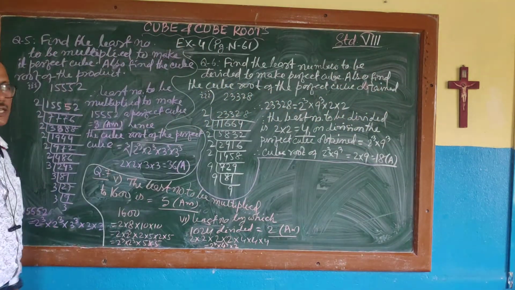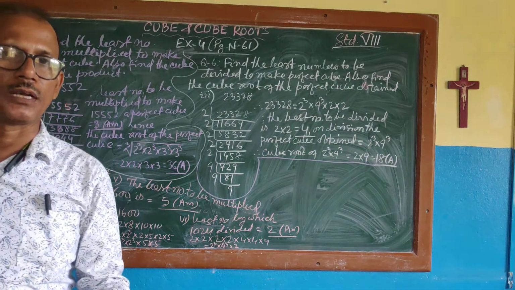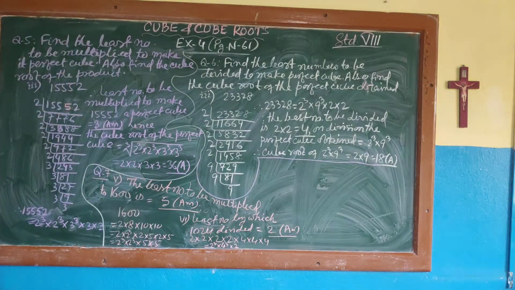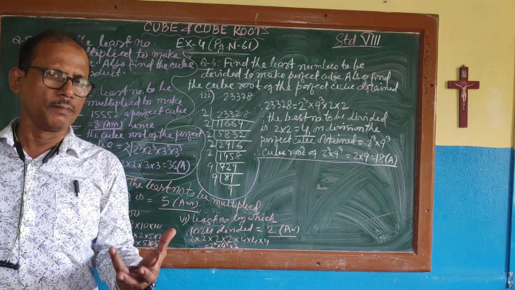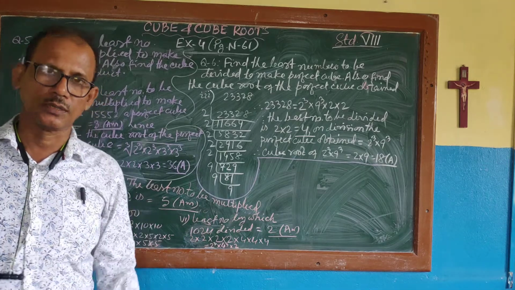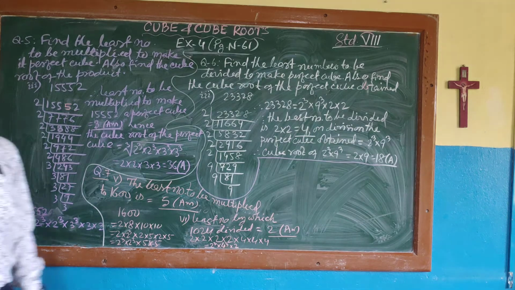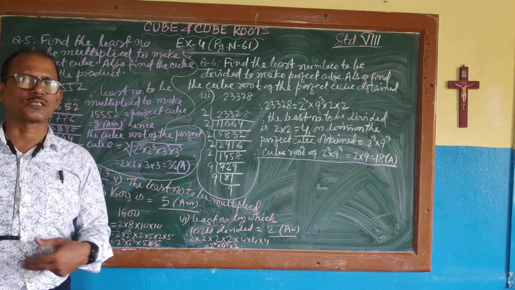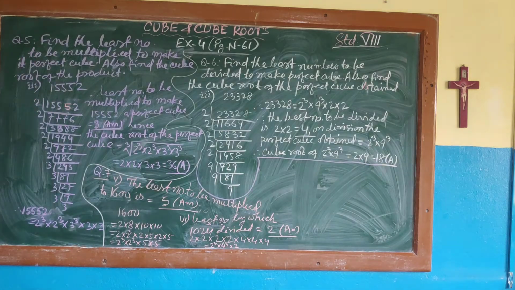See, question 5 is taken. The question says: find the least number by which a given number must be multiplied so that it becomes a perfect cube. And after it becomes a perfect cube, what will be its cube root? That we need to find out. To find the cube root value, you are supposed to make the number a product of prime factors. That is what you have learned. So we will do that.